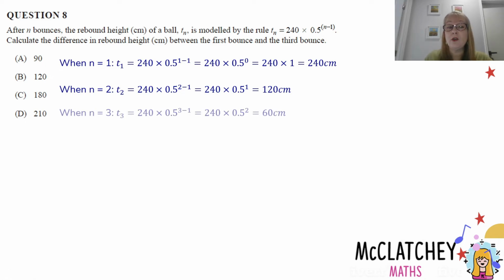Okay, so now I need to look at the third bounce. So we're simply substituting that back in this time. We've now got 3 take away 1 as our power, which means we're going to be squaring 0.5 and multiplying that by 240. We get 60 centimetres.